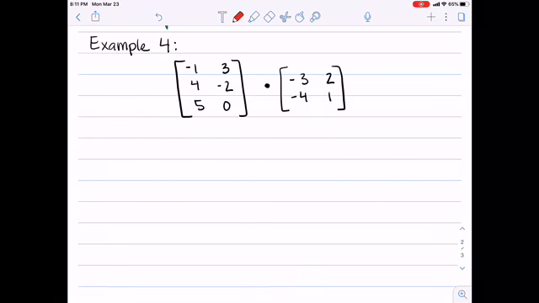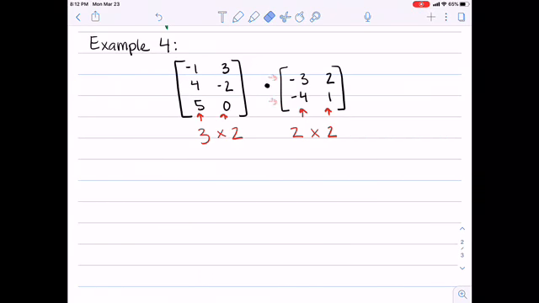Now before I can do that, I have to make sure they can multiply together, because not every matrix can multiply with every other matrix. So to determine if I can multiply, I first need to notice that in my first matrix I have 1, 2, 3 rows and 1, 2 columns. So this is a 3 by 2 matrix. In my second matrix I have 1, 2 rows and 1, 2 columns. So this is a 2 by 2 matrix.